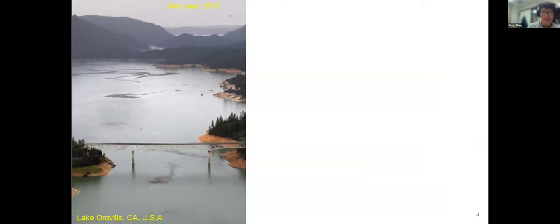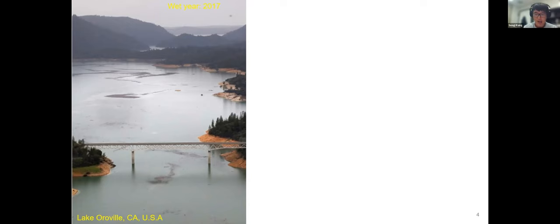One of the major sources is surface water. Surface water means rivers or reservoirs with a dam that can hold water from rain or snow. This is an image from 2017 at Lake Oroville in Northern California. So there's lots of surface water that can be allocated to many different locations and used for many different purposes, like domestic drinking water, municipal water for various cities, or irrigation in a farming area.